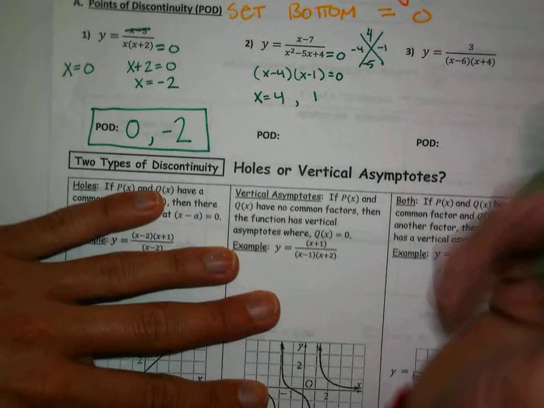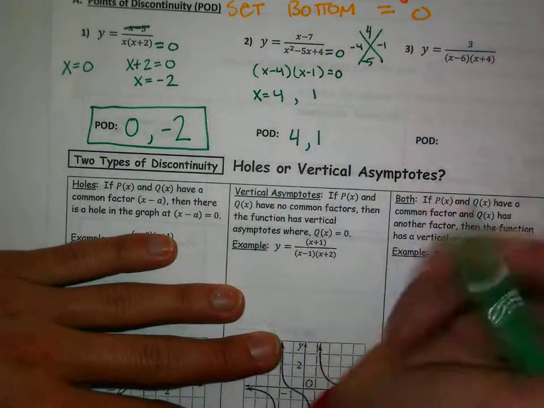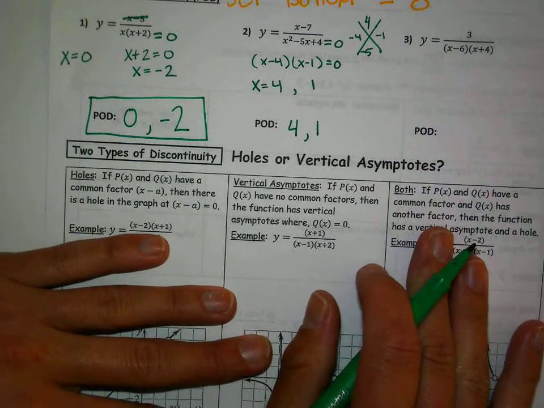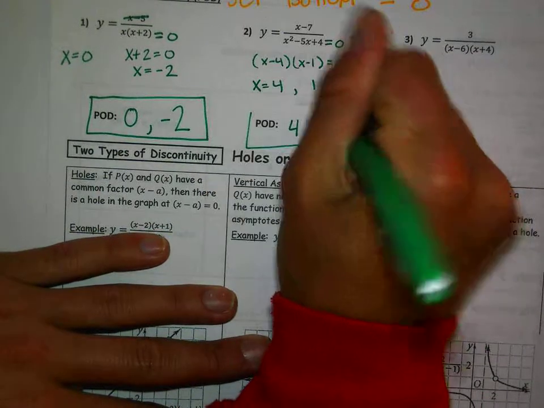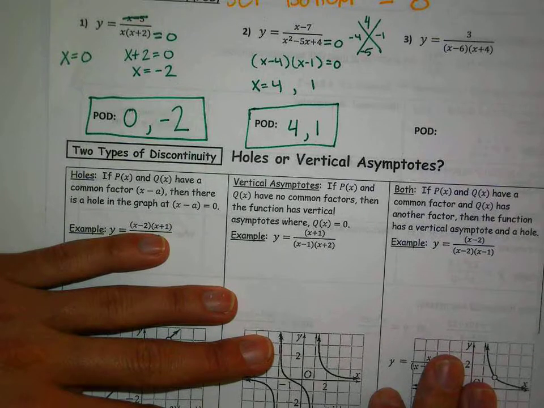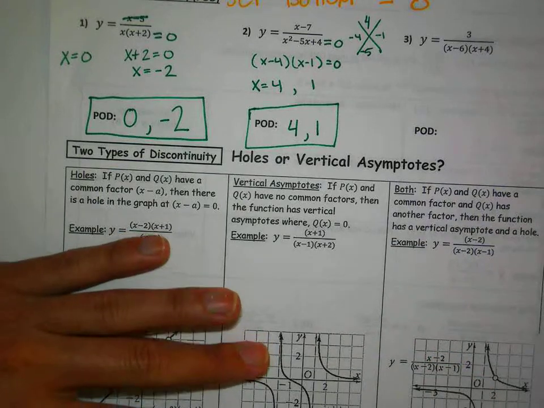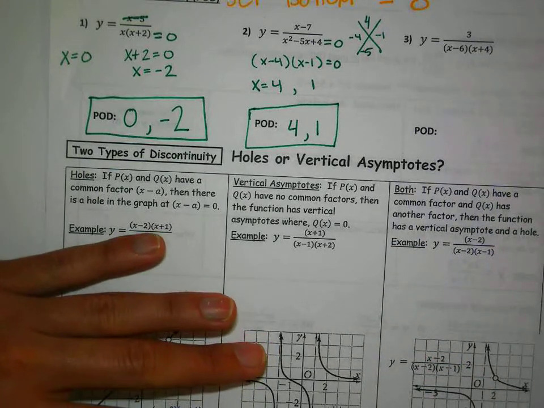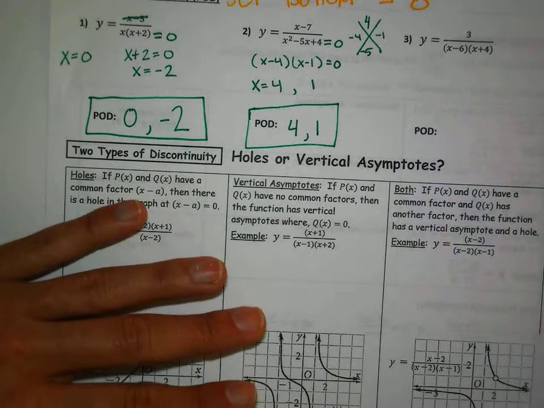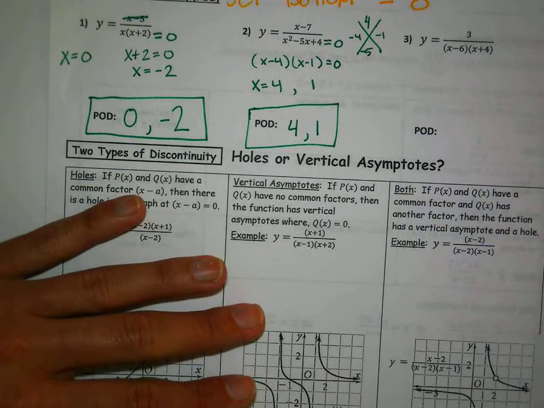So your points of discontinuity are 4 and 1. Does it matter which order you put them in? No. Even when q of x equals 0, it's a point of discontinuity. If you plugged 4 in the bottom, it would equal 0, and if you plugged 1 in, it equals 0. So they're always going to be points of discontinuity.